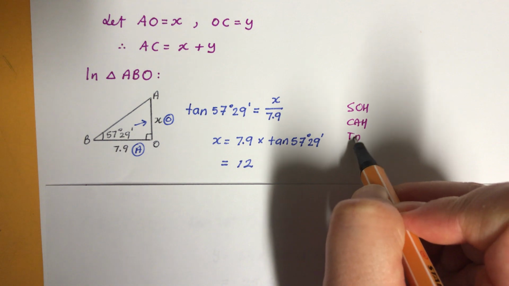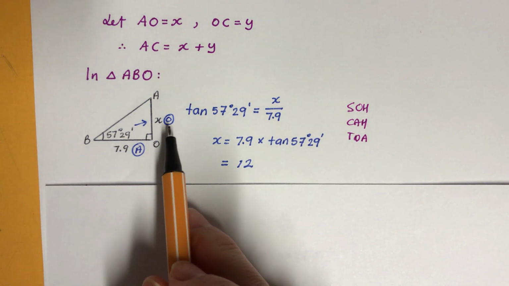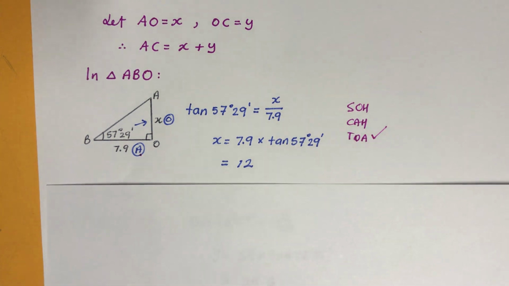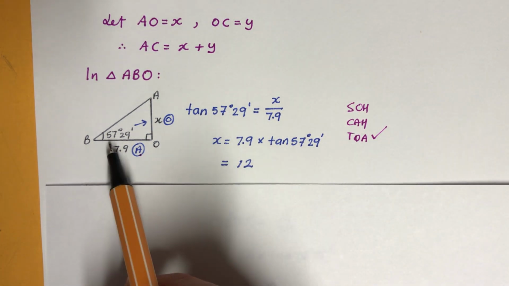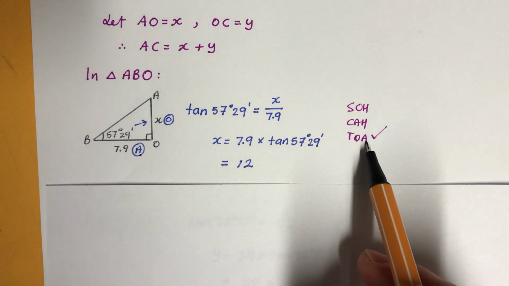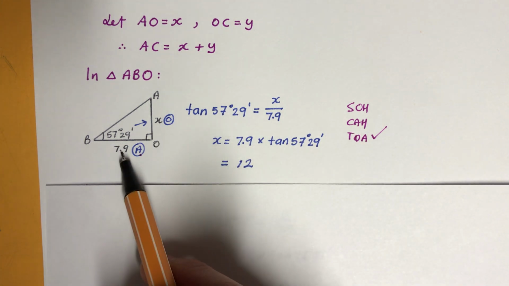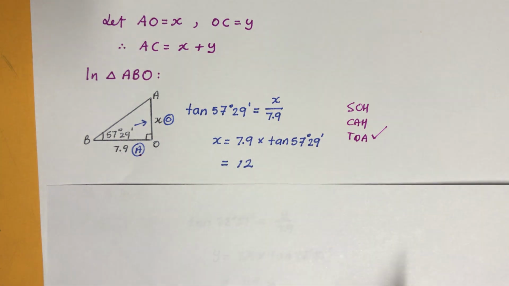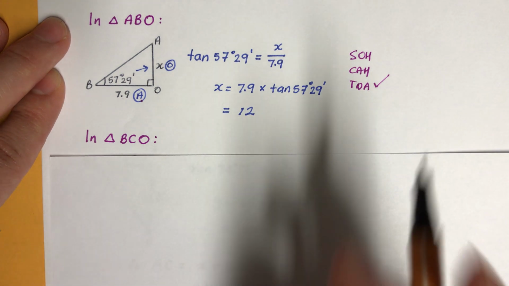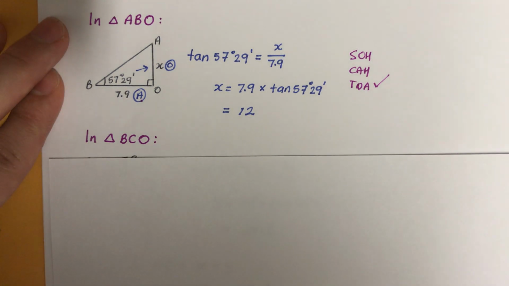after you label them, we've got O and A, isn't it? Which one has O and A? Tangent. So I'm going to go tan 57 degrees 29 minutes equals opposite over adjacent. Opposite over adjacent, X over 7.9. X will be just timesing it together. That'll be 12. Okay, X is 12 centimeters.